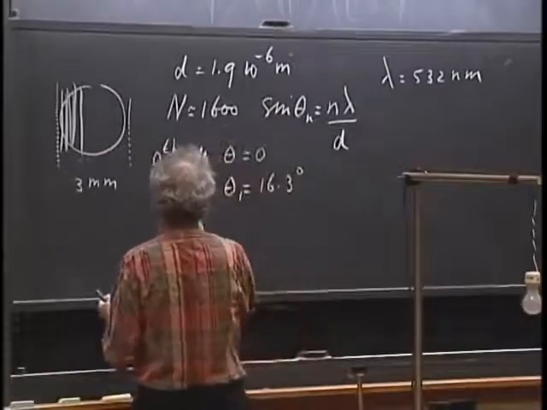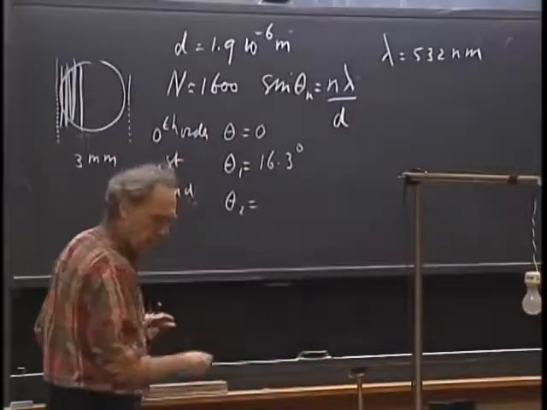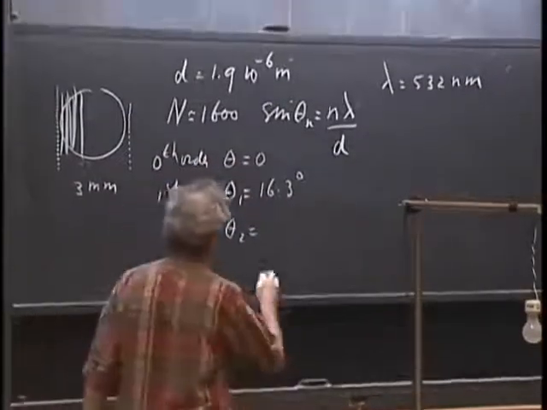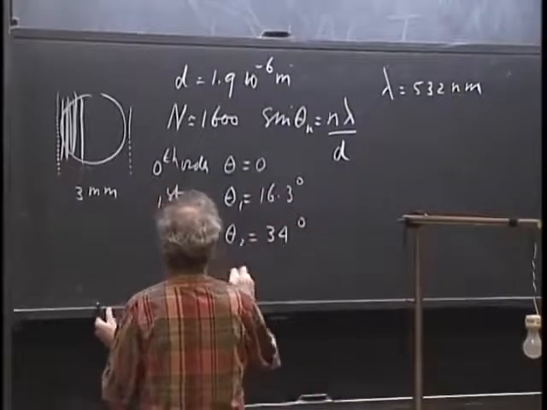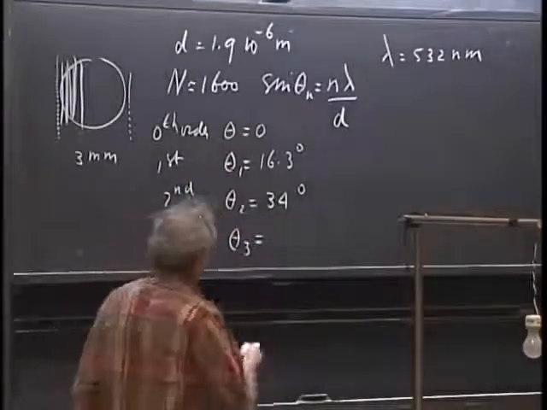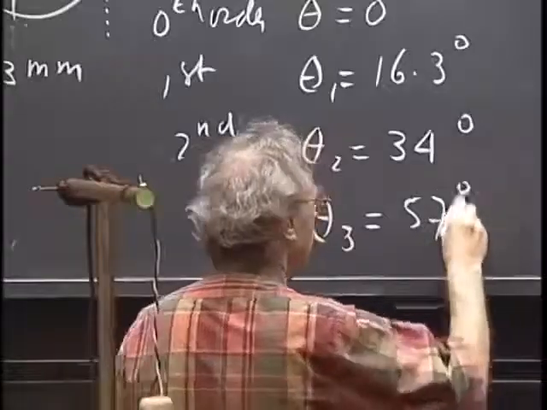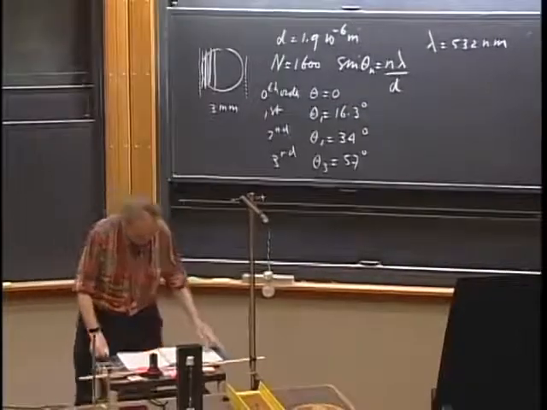And then I can go to the second order, theta 2, for that color. It's different for different colors. And I find 34 degrees. And I can go to the third order, and I find theta 3 is then 57 degrees. And there is no fourth order. That would make the sine of theta larger than 1. So there are only the zero order, and then there are first, second, and third order.